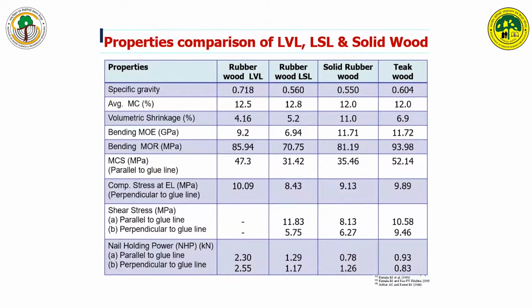some work was done in this institute with the rubber wood veneers, and we have also used the mango veneers and neem veneers, and some other wood species for production of the LVL, and we have found that those LVLs have much better improved properties compared to the corresponding solid wood, and their properties may be better or comparable with the teak wood.